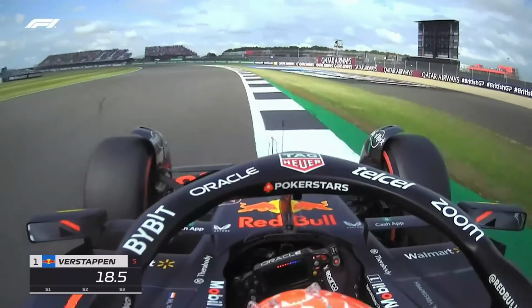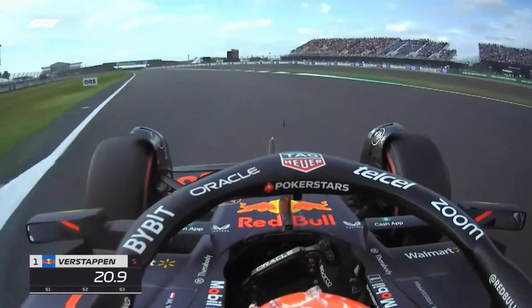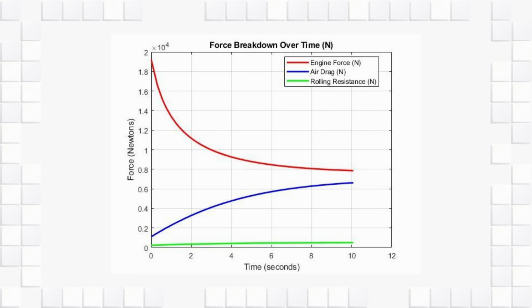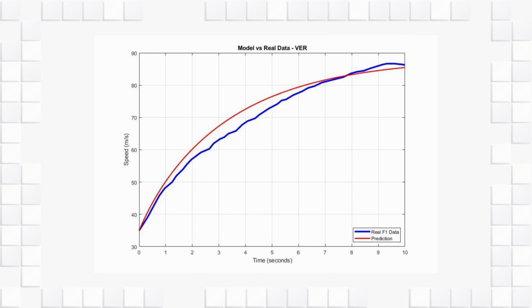To make the project clear and easy to follow, I included several visual aids. First, I show a force diagram of the car, including engine force, aerodynamic drag, and rolling resistance. Next, I present MATLAB plots generated with ODE45 that display the car's velocity over time as the equation is solved numerically. Finally, I include a side-by-side comparison of my simulated acceleration curve with the real telemetry from Max Verstappen driving at Silverstone. These visuals help connect the mathematical model directly to real racing data.